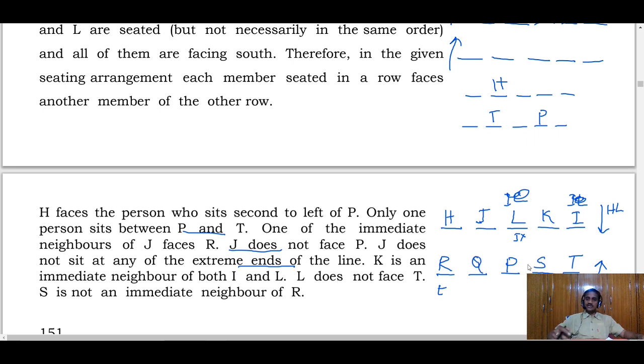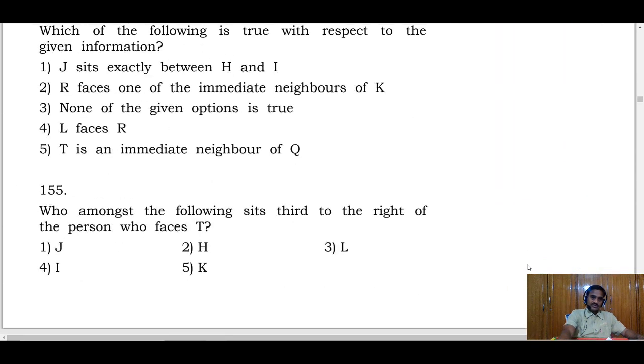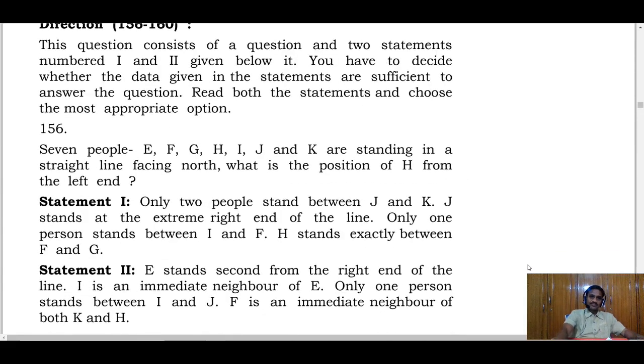Now this is the final arrangement wherein these 10 persons are seated in two different parallel rows, 5 persons facing north and 5 persons facing south. Now this is about 151 to 155. Then coming to 156 to 160. Now in this 156 to 160, what is the information we have?